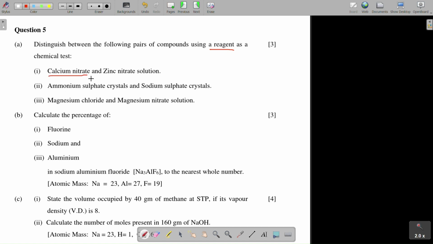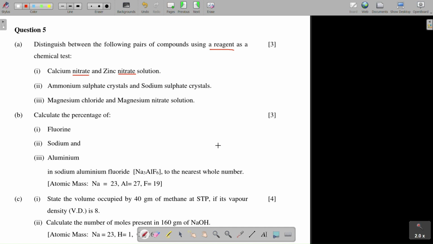First one, calcium nitrate and zinc nitrate. In such questions you have to observe which ion is common. Always there will be a cation and an anion. Here calcium is the cation and nitrate is the anion. If you see, in both the compounds nitrate, the anion, is common. So the cations you have to distinguish.